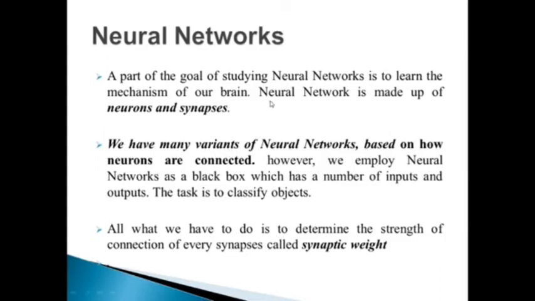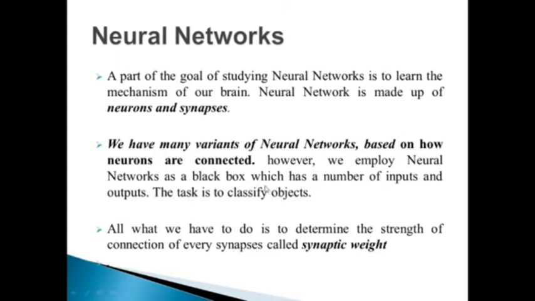Here the goal of neural networks is to learn the mechanism of our brain, and they are made up of neurons and synapses. We have many variants of neural networks based on how the neurons are connected. A neural network is like a black box which has a number of inputs and outputs. Its task is to classify the objects.